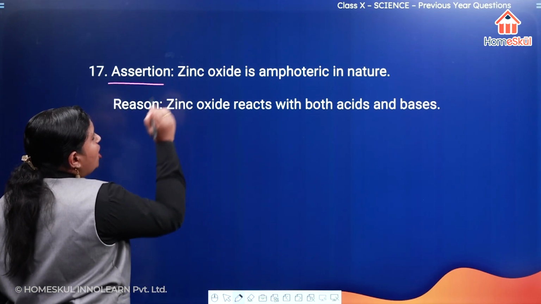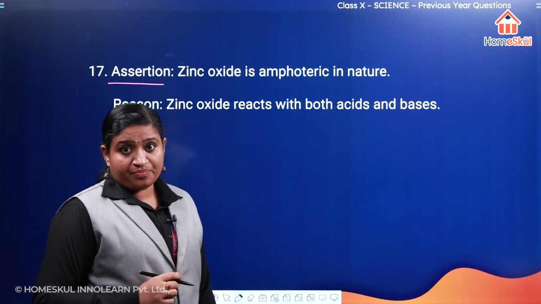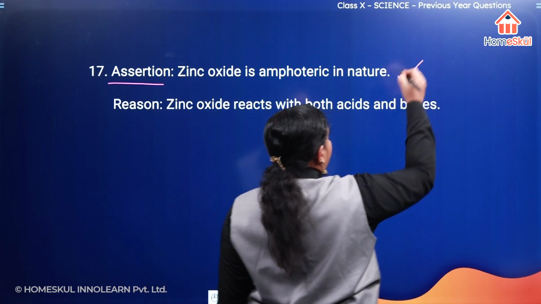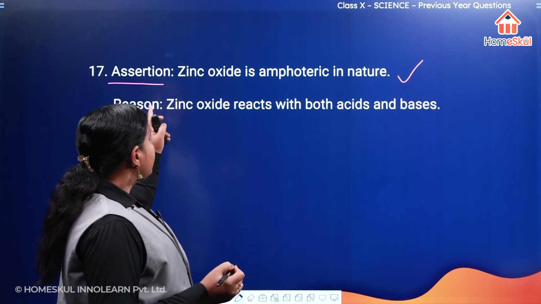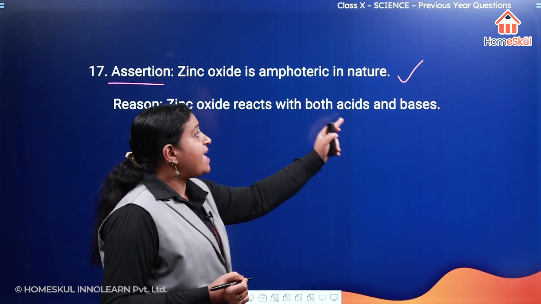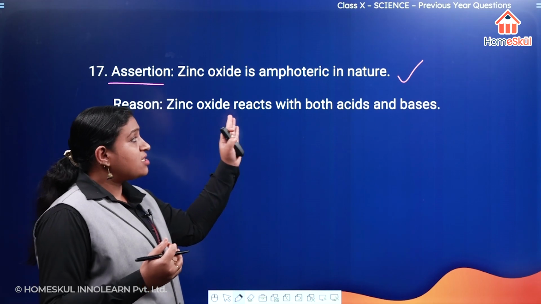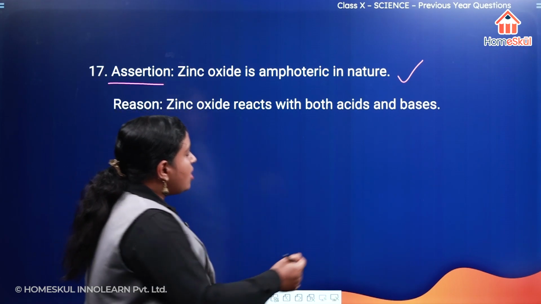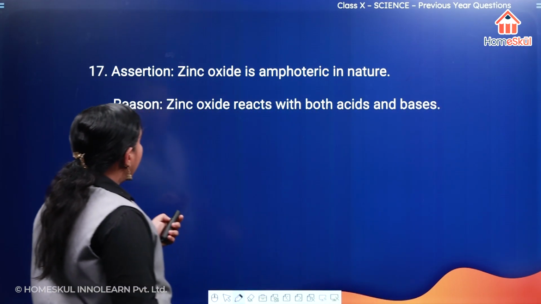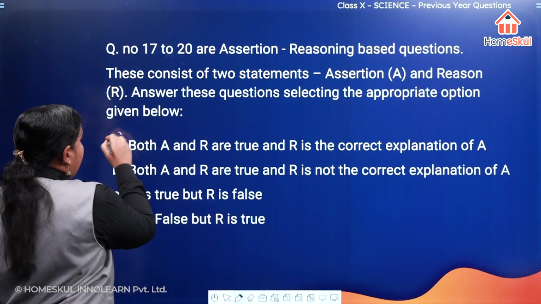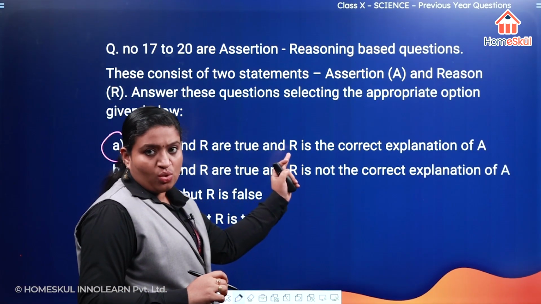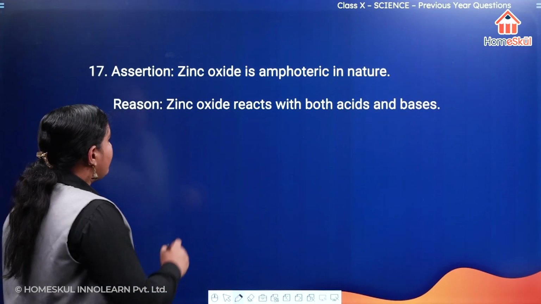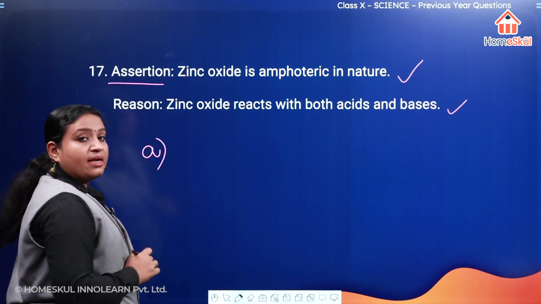Assertion given is zinc oxide is amphoteric in nature. Is it a correct statement? Yes, zinc oxide is amphoteric. So, it is true. Reason given is zinc oxide reacts with both acids and bases. Amphoteric oxides means oxides which can react with both acids and bases, isn't it? So, the reason is also correct. So, out of the four, which is the correct answer? It is A. Both A and R are true and R is the correct explanation of A. Okay, so our answer for the assertion and reason is A. Clear?